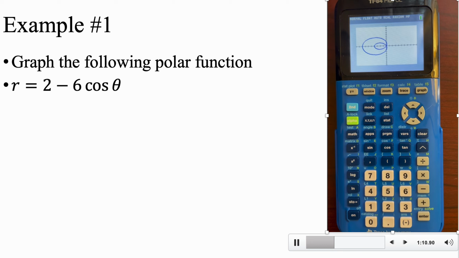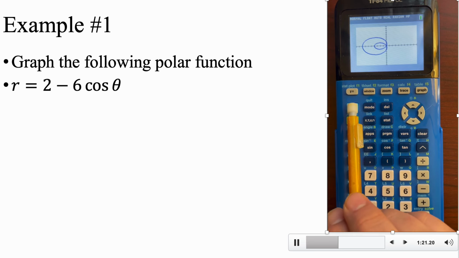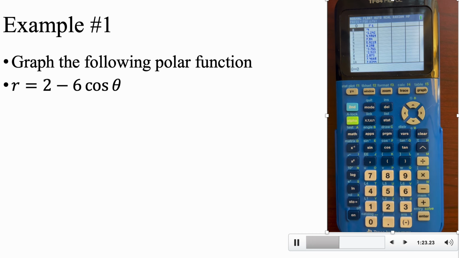Now, if we're trying to plot this by hand using our unit circle values, which can get very tedious, we can use the table values to help us out. The problem, of course, if I go to second graph right now and look at our table, it's all over the place. It's not really useful because it's our usual negative 10 to 10. So what we're going to do is go to table set. So it's second window.